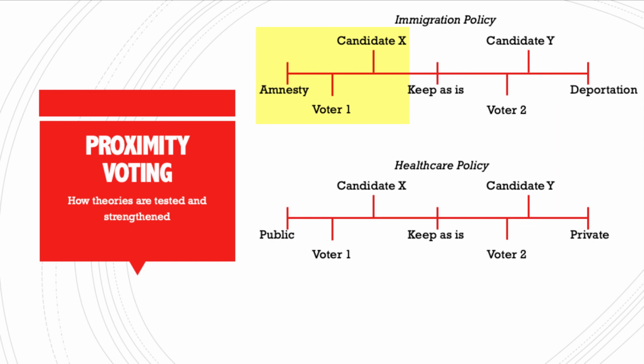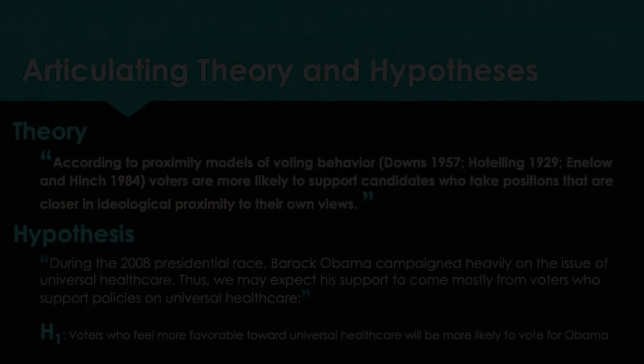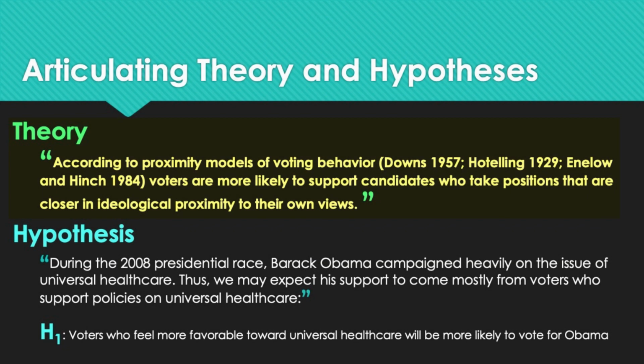And what we want to do is apply this to our research paper talking about healthcare and Barack Obama in the 2008 presidential election. So the theory explains why something happens. And in this example, many scholars have shown that voters are more likely to support candidates that have the same or similar positions or issues. The hypothesis is a statement that tests the theory with empirical observations. So here we're testing whether voters who feel more favorable towards universal health care will also be more likely to vote for Obama, who advocated for universal health care.